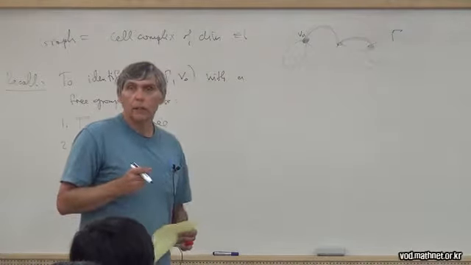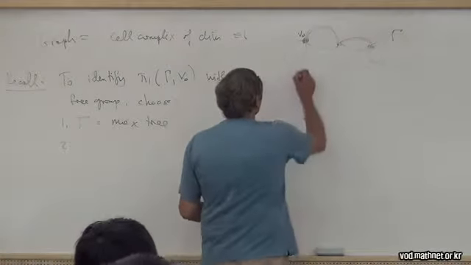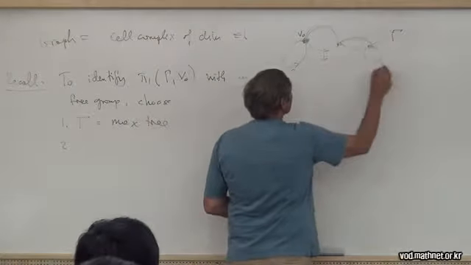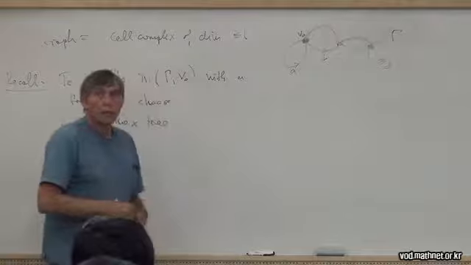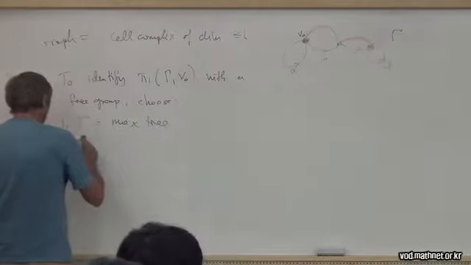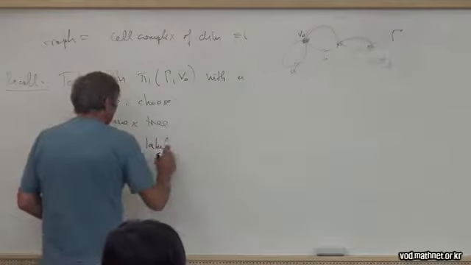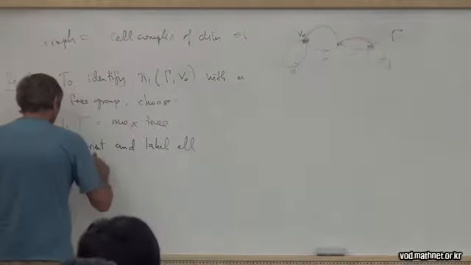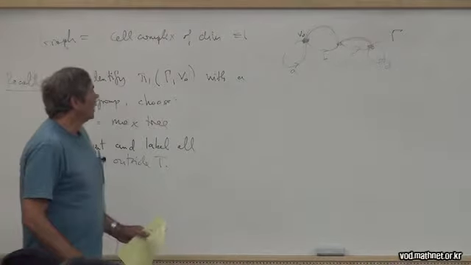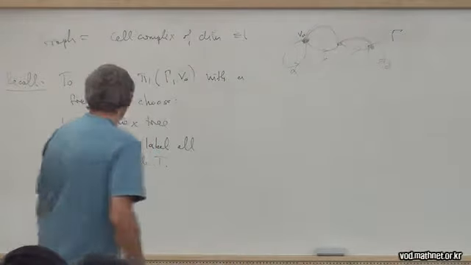We need to orient them and label them, right? So let's say here's... okay, and then we label them A, B, C, D like this. So orient and label all edges outside T. And then you're ready to write down an isomorphism.